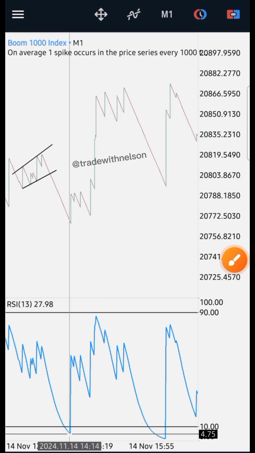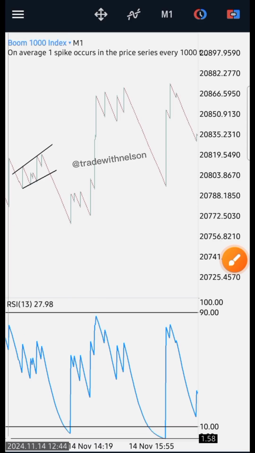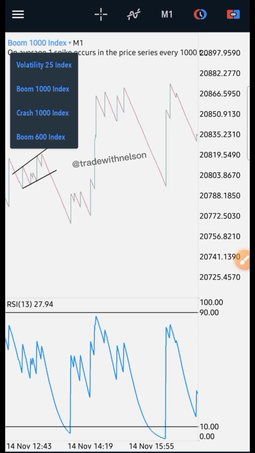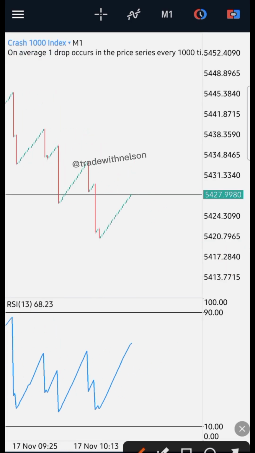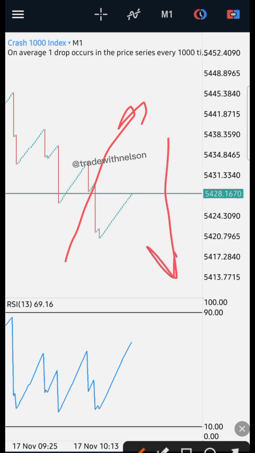So let's go to the crash market and let me show you examples of how you can use it in the crash market. Crash 1000. As we all know, in the crash market, the market spikes down. So what we are focusing on in our time frame is when the market is in a downtrend, and also when the market is ranging. On a crash market, we are not focusing on when the market is in an uptrend, because when the market is in an uptrend, we will not be able to cash as many spikes as when it is in a downtrend.